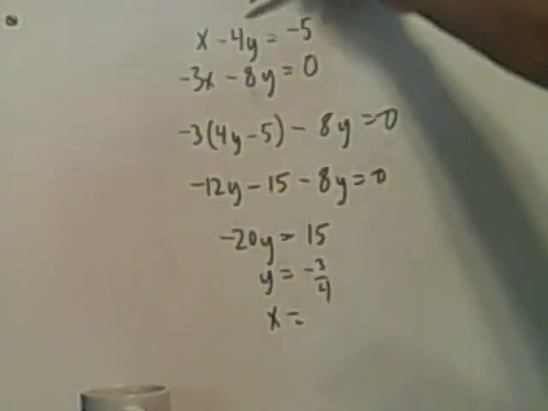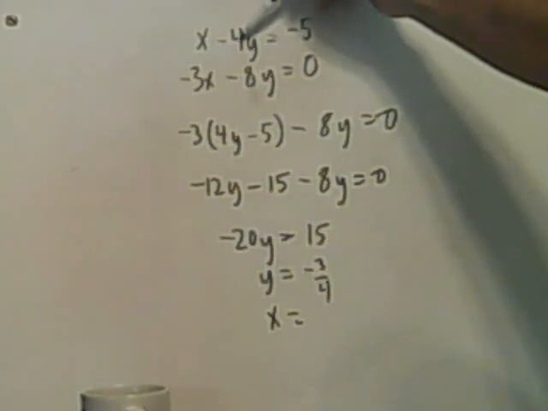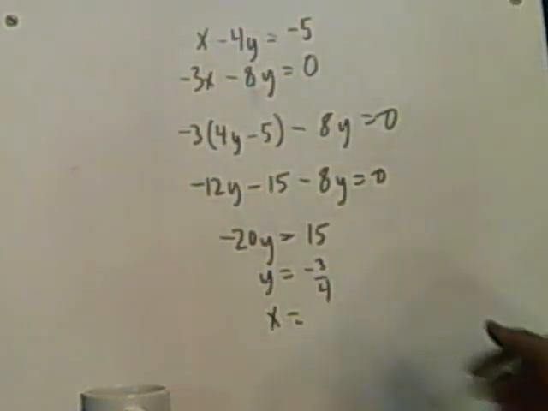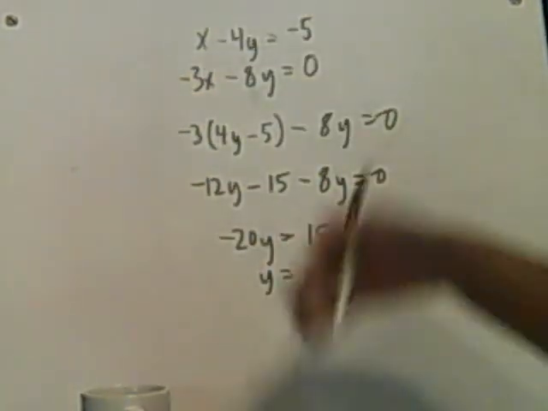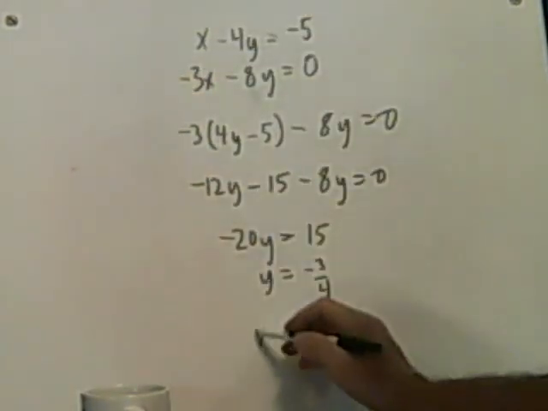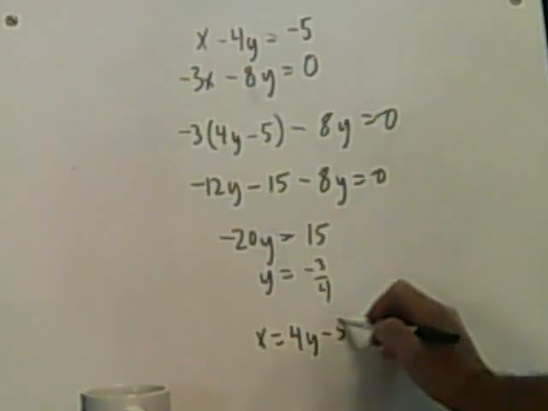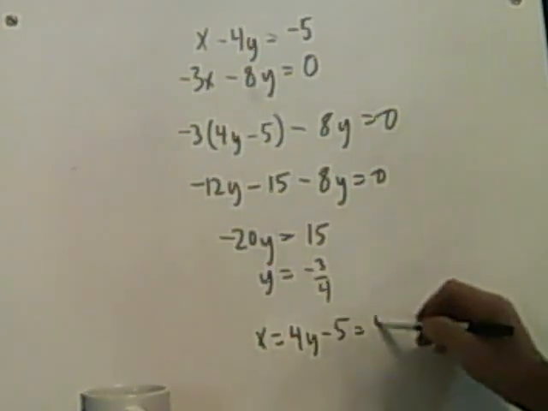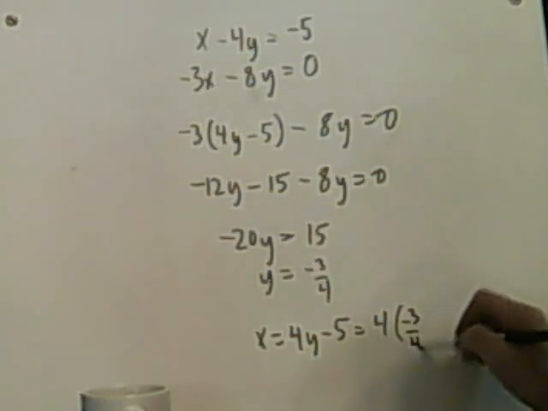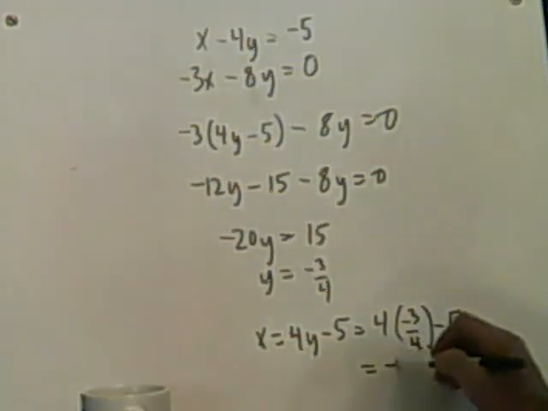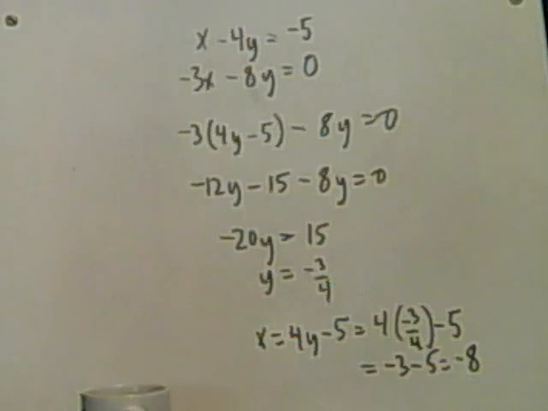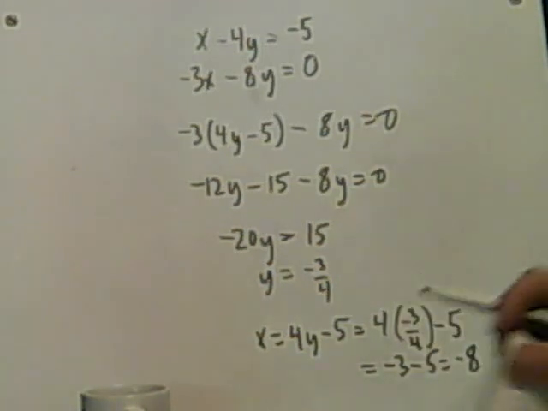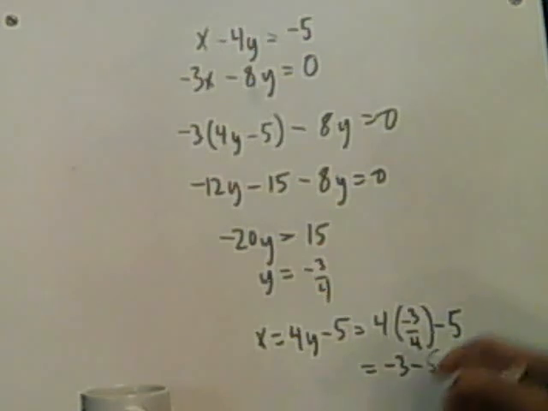Okay. Now we can plug in and find x. If y is equal to negative 3/4, then 4 times negative 3/4 is negative 3. So let's just solve this one for x. We already have it. x is equal to 4y minus 5. And that's going to be equal to 4 times negative 3/4 minus 5. It's negative 3 minus 5, which equals negative 8. Okay, negative 8.